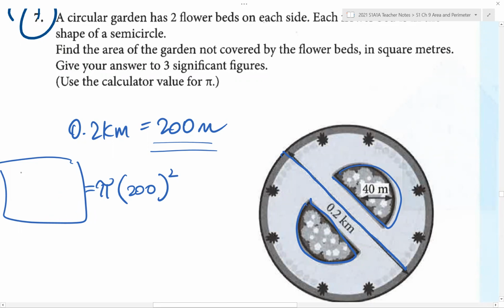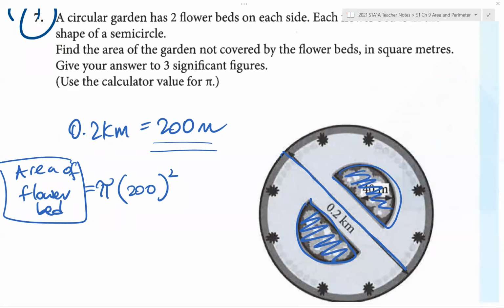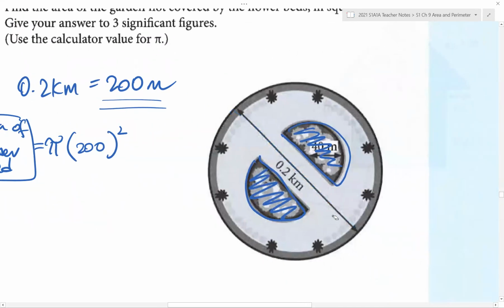Area of flower bed. Do you know where the flower bed is? Yeah, okay. These two shaded portions are the flower beds. So does this formula, pi times 200 square, give us the area of the shaded part? What is the formula for the area of the shaded part? Pi r square. What is the radius? R for radius. Radius is 100. How do you get area radius being 100?